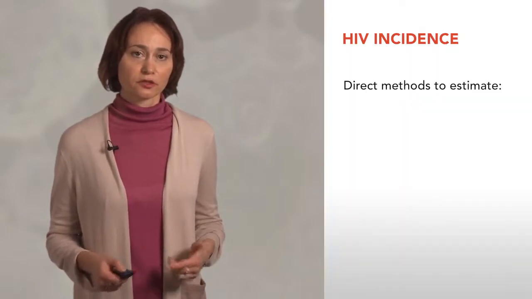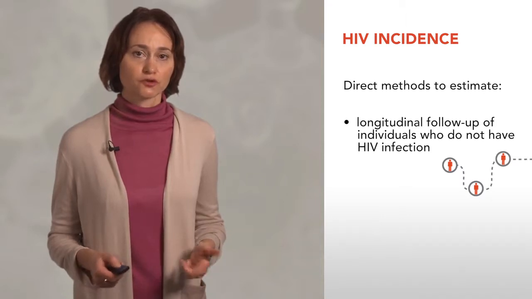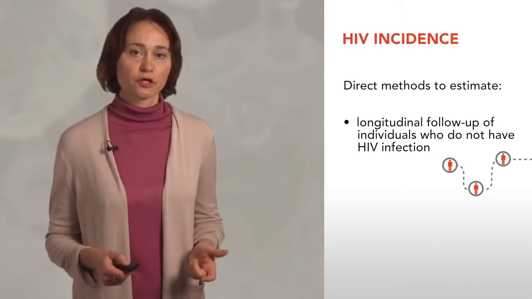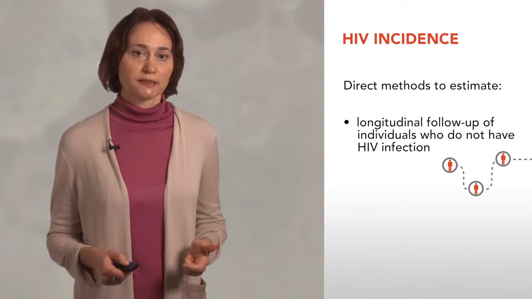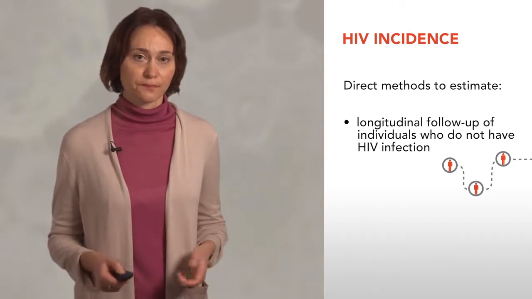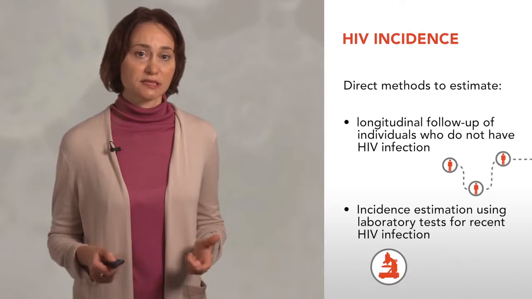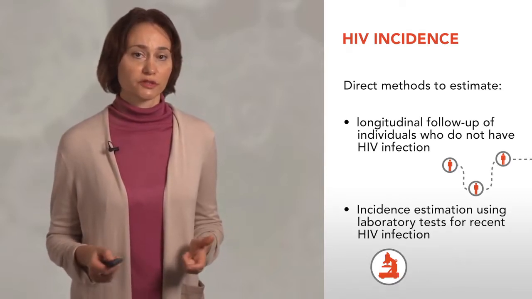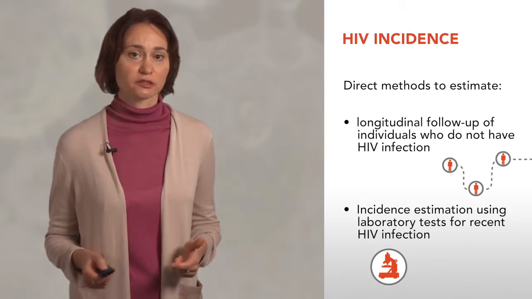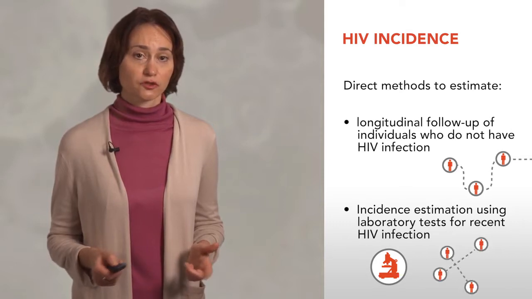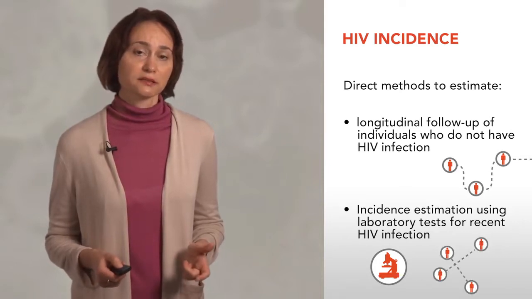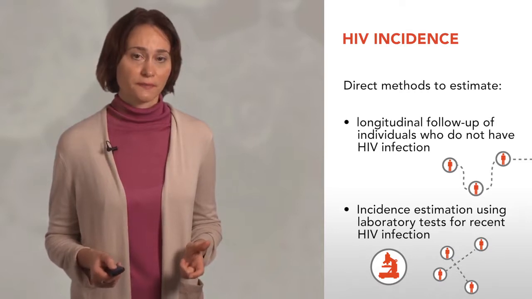HIV incidence can be estimated using direct and indirect approaches. Direct methods include longitudinal follow-up of individuals who do not have HIV infection, which involves repeated testing of the selected cohort to determine the proportion that has acquired infection over time. Another direct method is incidence estimation using laboratory tests for recent HIV infection. This method can be applied to specimens collected in cross-sectional surveys and on newly reported HIV cases.